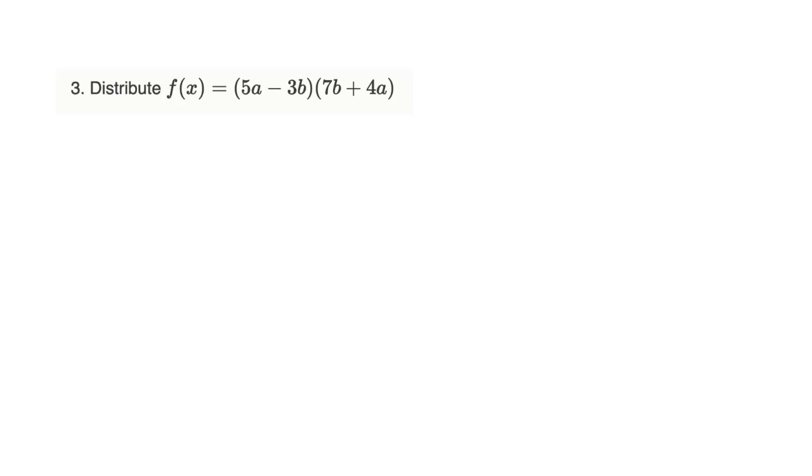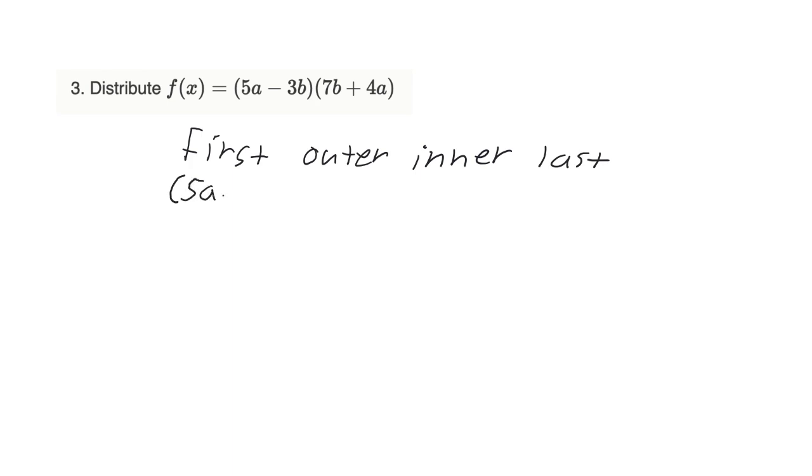All right, so we are going to go through the process of distributing f of x equals 5a minus 3b times 7b plus 4a. Distributing this is really just a matter of knowing the FOIL method, which is first, outer, inner, last. You can just follow this method to distribute things. So let's rewrite our terms down here. So the first terms, what do those mean?